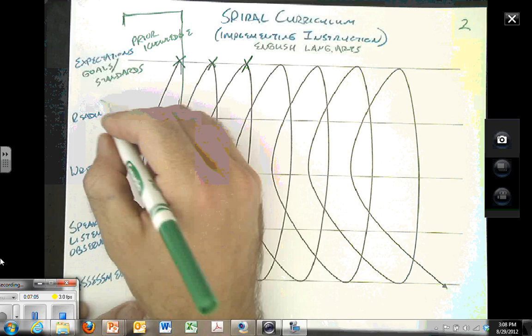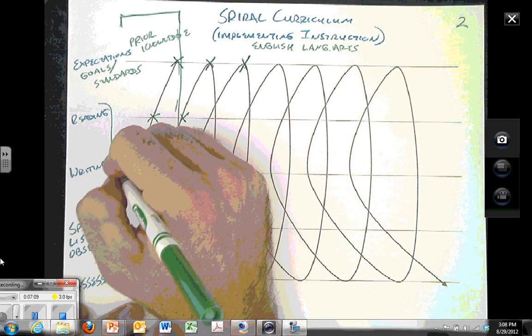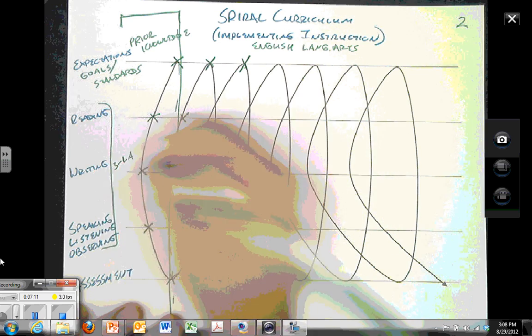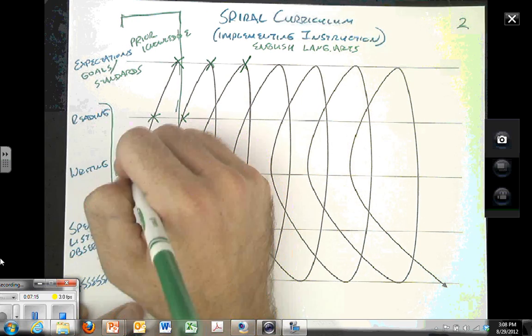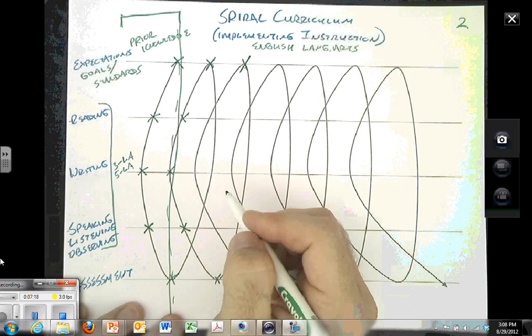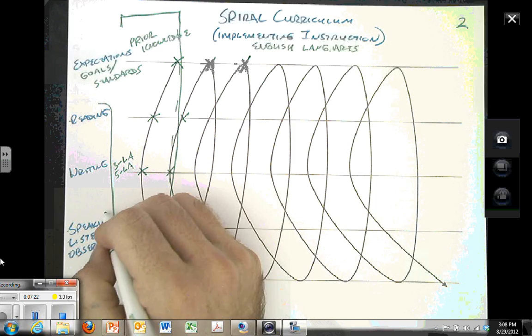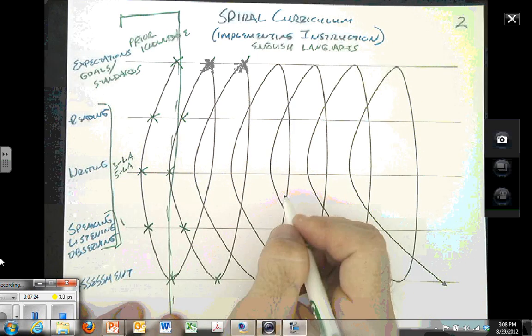This is very specific to English language arts because these are the 3 language arts. Sometimes people call it the 5 language arts because you have reading, writing, and then speaking, listening, and observing. Often in standards documents, speaking, listening, and observing are combined into 1, and we have 3.